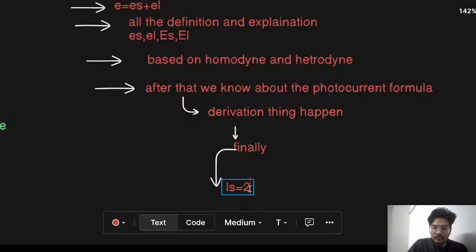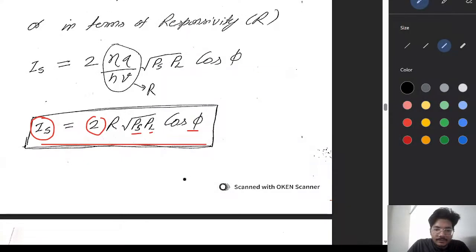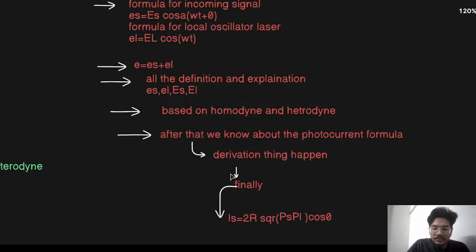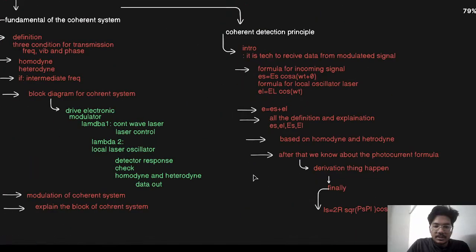2R square root of Ps and Pl cos phi. Okay, finally we got the formula. So till here is the only thing in the coherent detection principle. Okay, then we move to the next part.